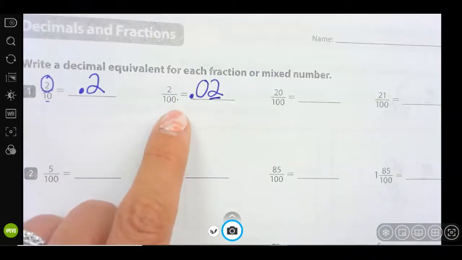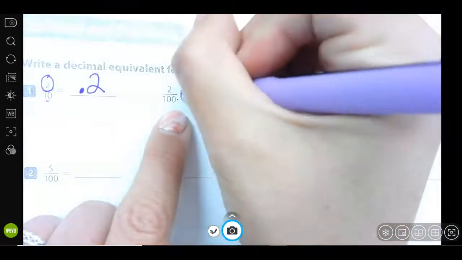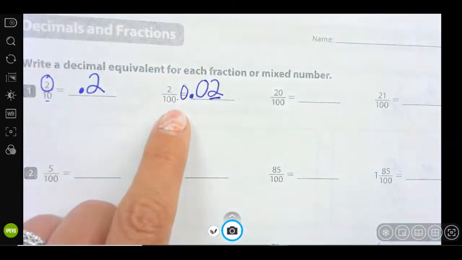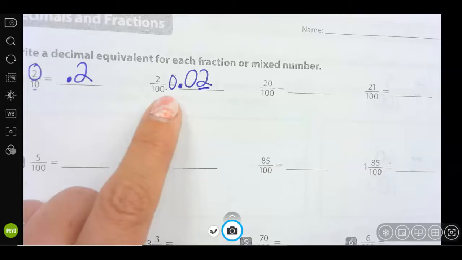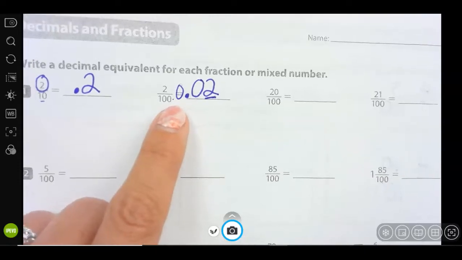Because the 2 needs to be in the hundredths place value. Okay. Yeah, there's a 0 in front of the dot too. You don't have to put the 0 there because if there's nothing there, we automatically assume that there's a 0 there. But you don't have to. Sometimes when you put too many zeros, it might confuse your brain. So do what's easier for you, okay?